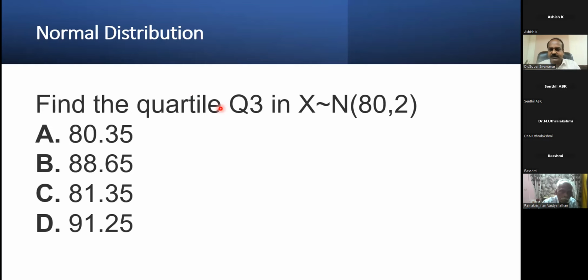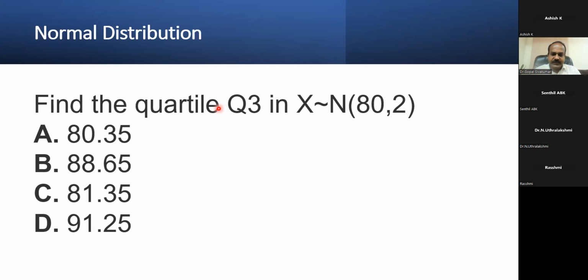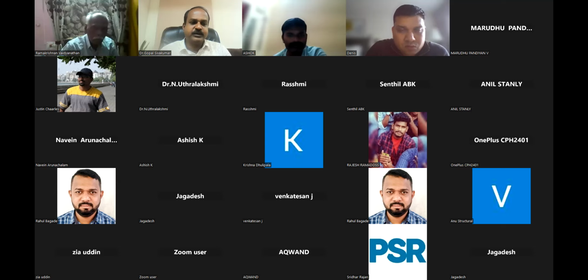So 50-50 means quartile 2. 25 on the left, 75 on the right means quartile 1. All right. So with that understanding, let me take you to Minitab again.